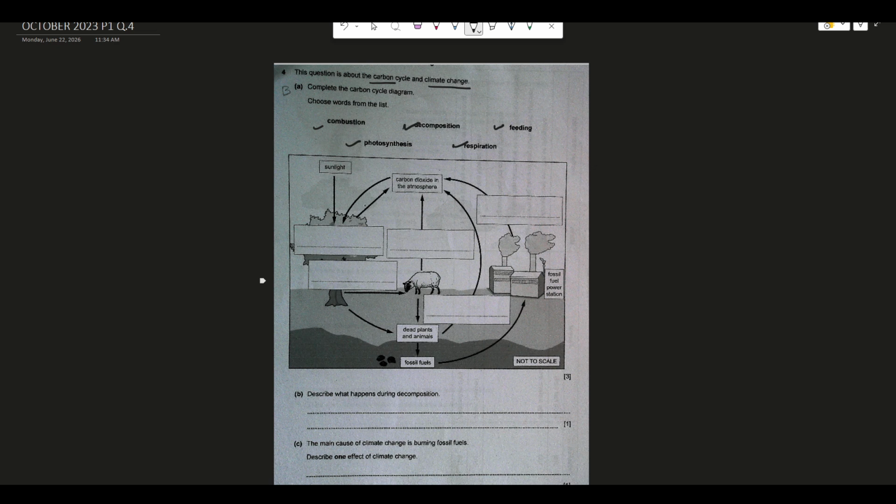Going by the diagram, there is sunlight over here. Can you see? This is the sunlight. The sunlight is going to the plant, and in this box you have to mention something. So what is the sunlight helping in? Is it helping in combustion, or should it be photosynthesis?